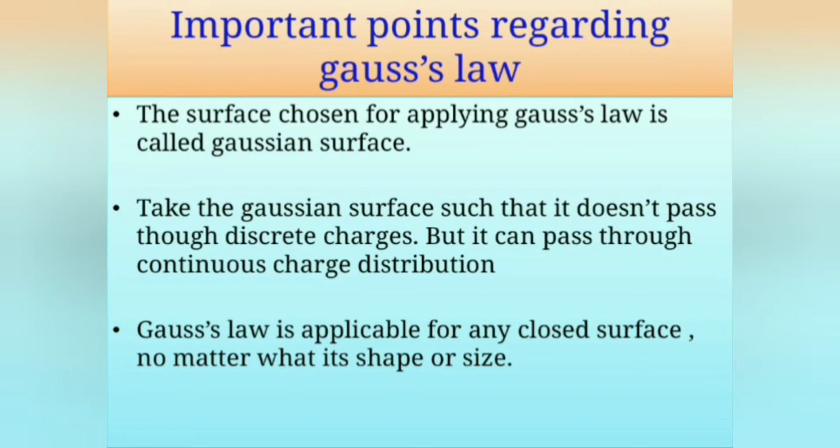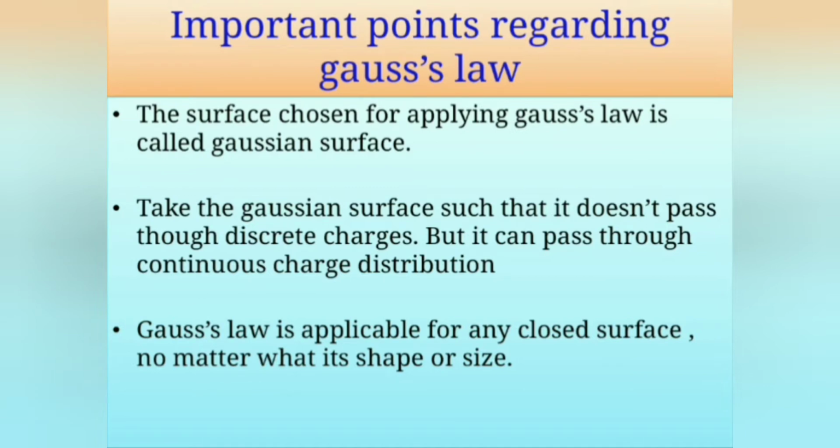Important points regarding Gauss law. The first point is the surface chosen for applying Gauss law is called the Gaussian surface. Just now I told you, around charges, whatever surface you choose is called a Gaussian surface. While choosing the Gaussian surface, see that this surface does not pass through discrete charges. Just now I told you what is discrete and what is continuous charge.